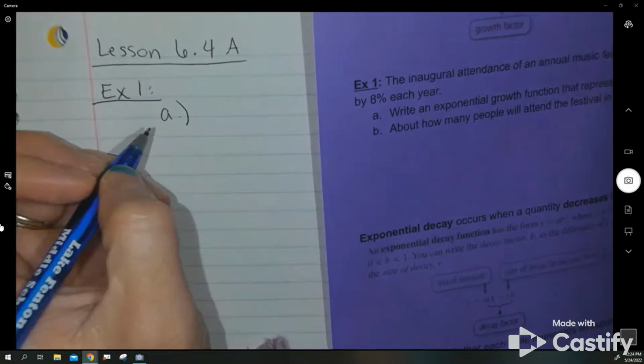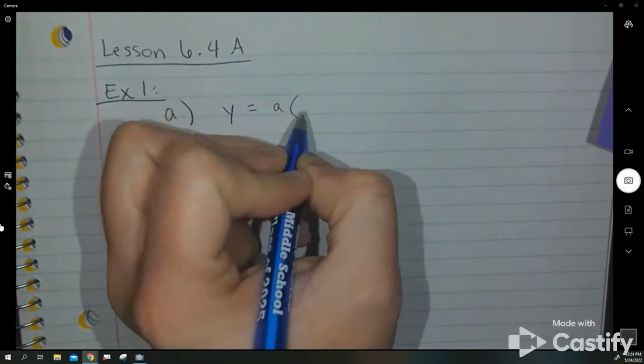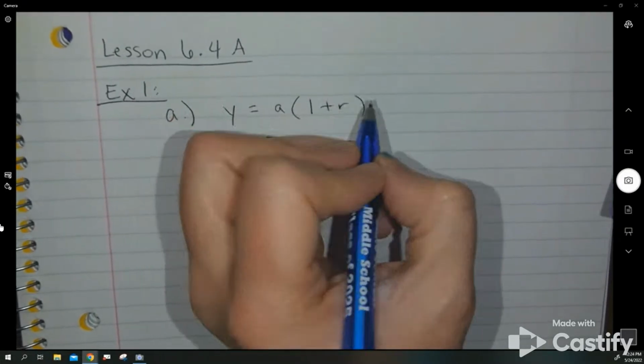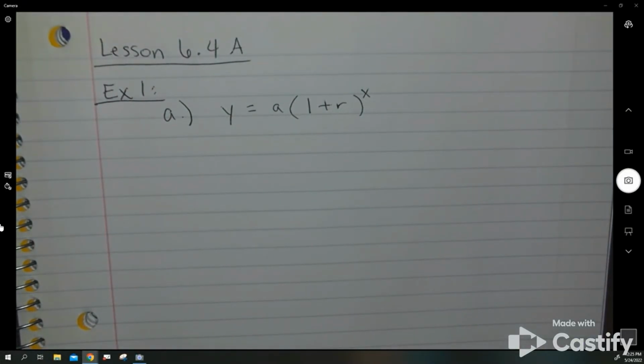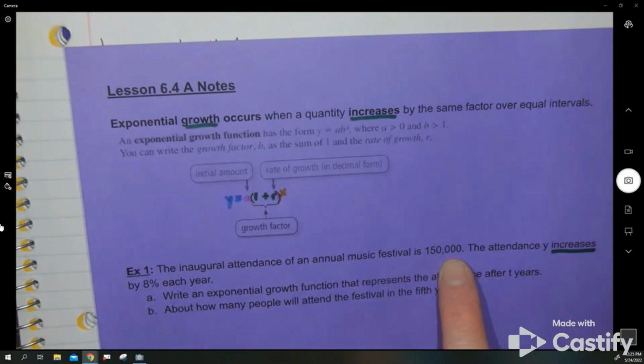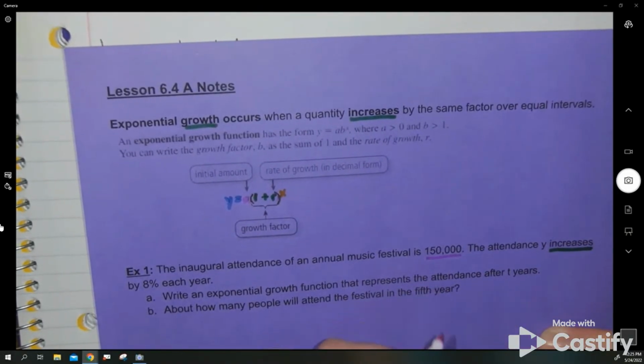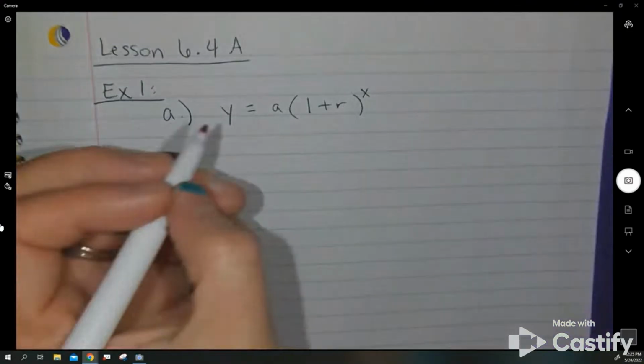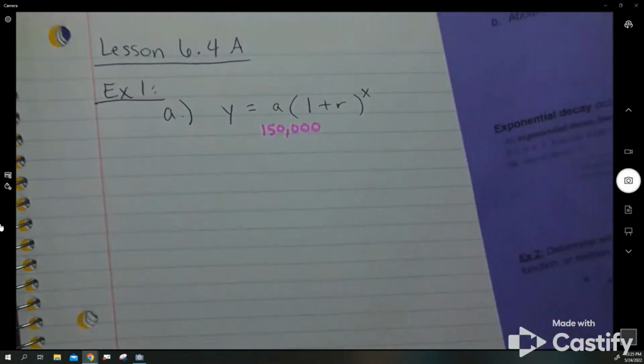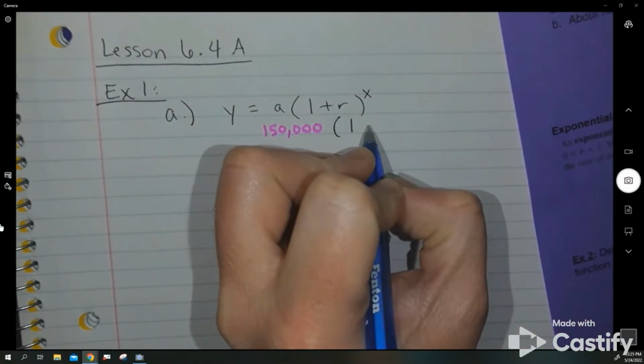So for part A, let's just write down our original information. a times the quantity 1 plus r, since we're talking about exponential growth, to the x power. Looking at it, the initial attendance is 150,000. If it's our initial or starting value, then we are going to plug that in for a in our equation. So 150,000. We know that the 1 is always there.